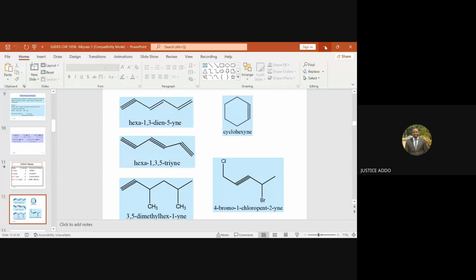Please permit me to stop sharing this slide. Let us all go to the ChemDraw where I draw all these structures from, and let me see whether I can do something there to help you understand. Let me see if I can share my ChemDraw page.